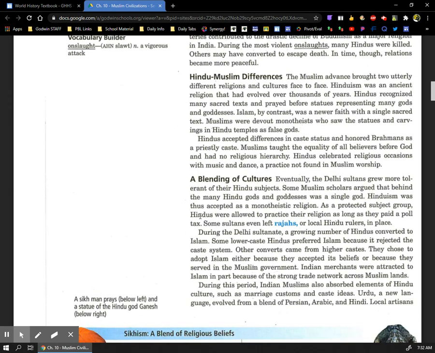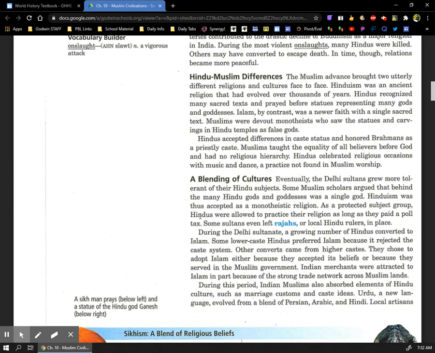Blending of cultures. Eventually, the Delhi sultans grew more tolerant of their Hindu subjects. Some Muslim scholars argued that behind many Hindu gods and goddesses was a single god. Hinduism was thus accepted as a monotheistic religion. As a protected subject group, Hindus were allowed to practice their religion as long as they paid a poll tax. Some sultans even left rajas, or local Hindu rulers, in place.